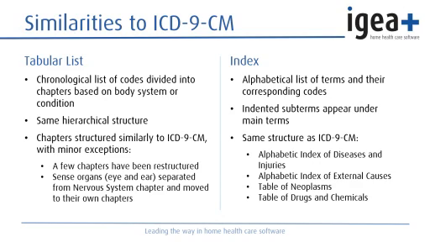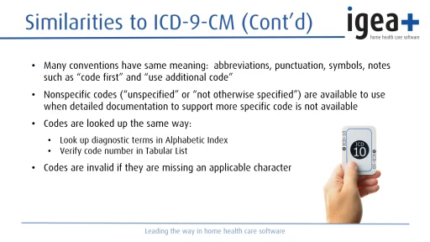All right, we have more similarities. Many conventions have the same meaning: abbreviations, punctuation, symbols, and notes such as code first and use additional code are the same. Just like ICD-9-CM, ICD-10-CM has unspecified codes for use when no information is available to support a more specific code. Codes are looked up in the same way in both ICD-9 and ICD-10. And in both code sets, a code is invalid if it is missing an applicable character.